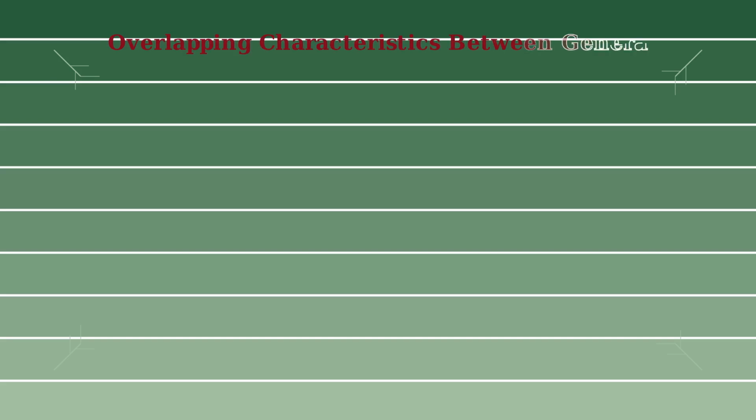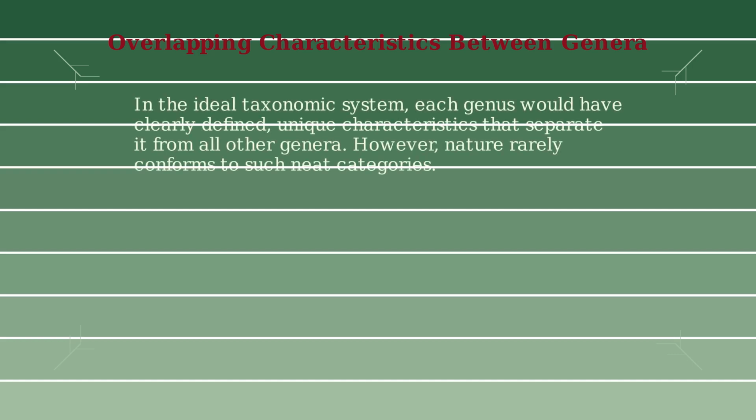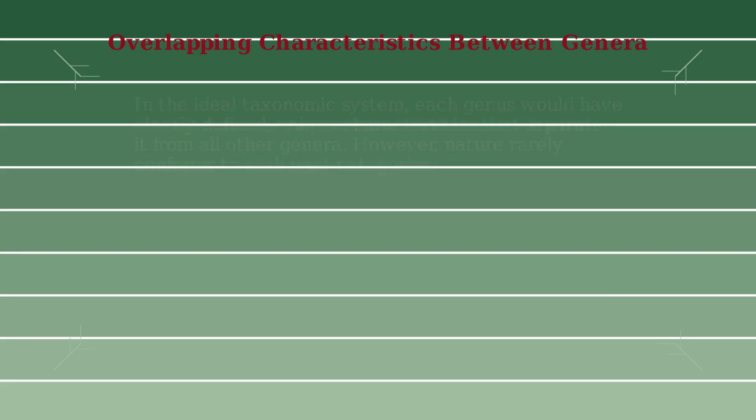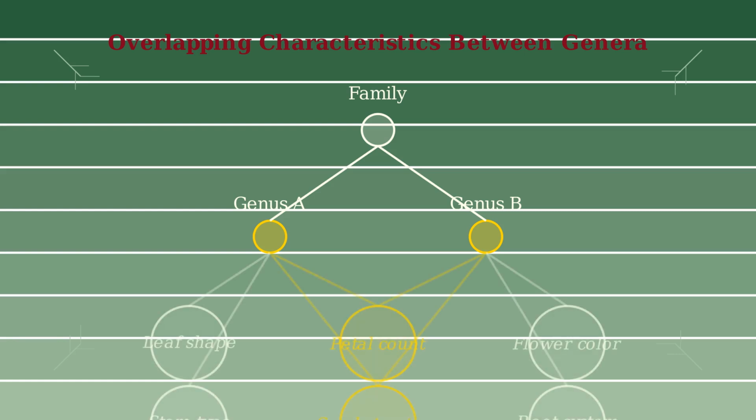Overlapping characteristics between genera present one of the most significant challenges in taxonomy. In an ideal taxonomic system, each genus would have clearly defined, unique characteristics that separate it from all others. However, nature rarely conforms to such neat categories. Taxonomists often face situations where closely related genera share many characteristics, making classification challenging. Genera often share several characteristics while maintaining a few unique traits. The overlapping characteristics create blurry boundaries between closely related genera.